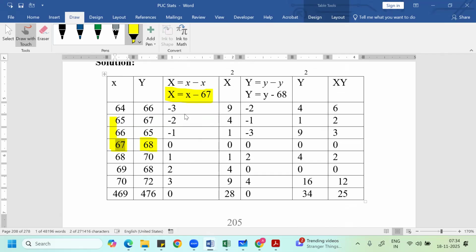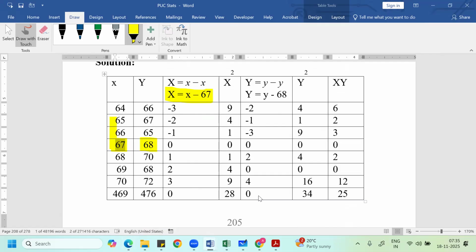I am doing this just to make my calculation simple. Without this also, I can calculate my correlation. So I took one value out of these values of x, that is 67, and subtracted it from all values of x, and I got this value. Then all values of y I subtracted from 68, and I got this value.